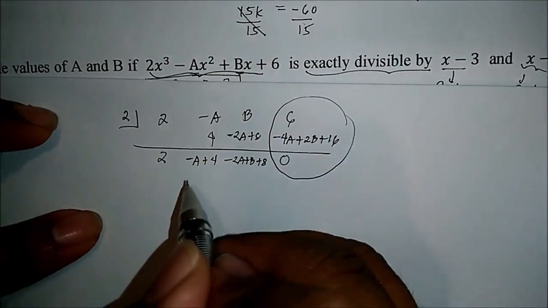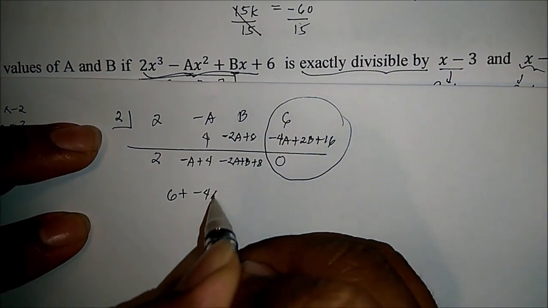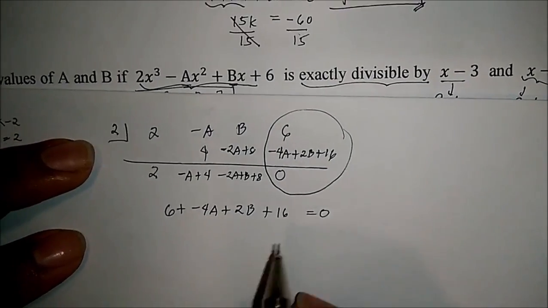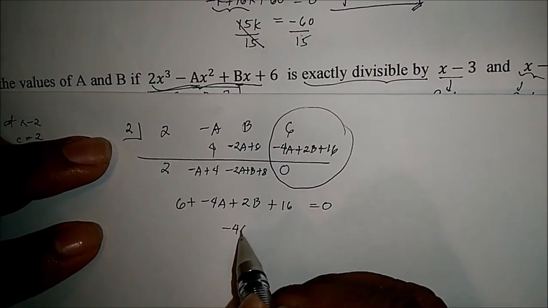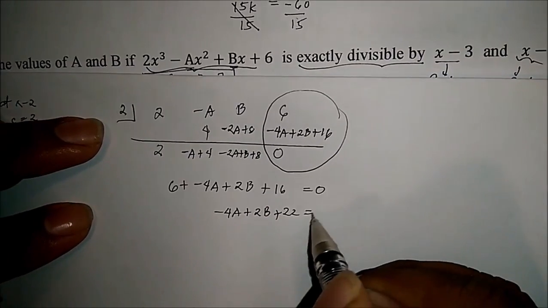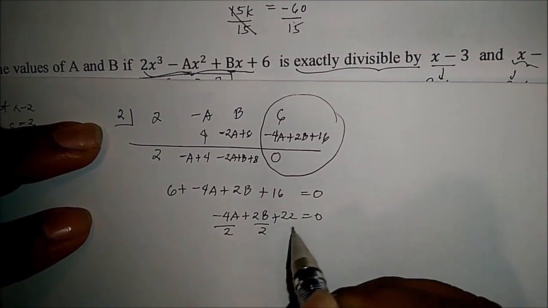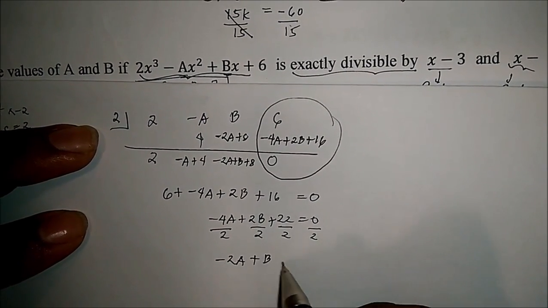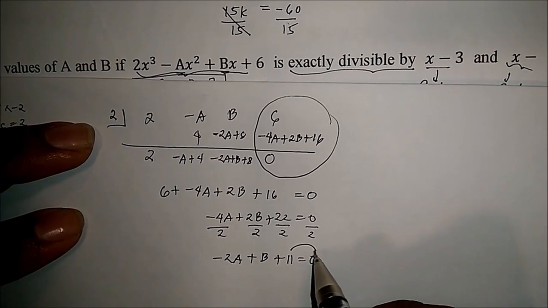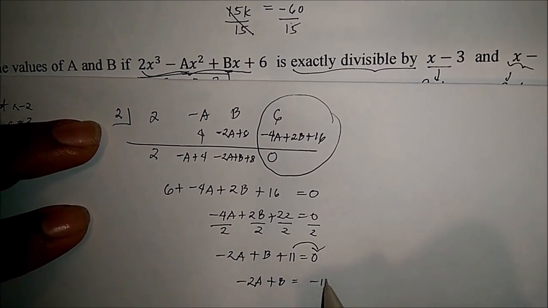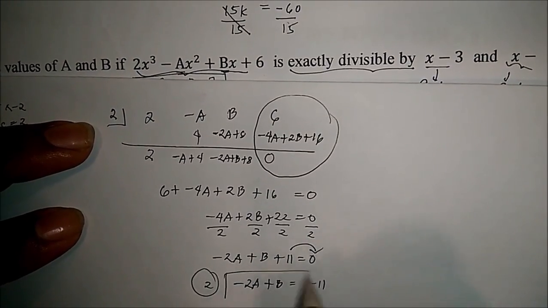Let's add this one. That's 6 plus negative 4a plus 2b plus 16 equals the remainder 0. So simplifying this, we have negative 4a plus 2b. 16 plus 6 is 22 equals 0. We can divide the coefficients by 2. So we have negative 2a plus b plus 11 equals 0. Applying APE, so we have negative 2a plus b equals negative 11. Let this be equation number 2.